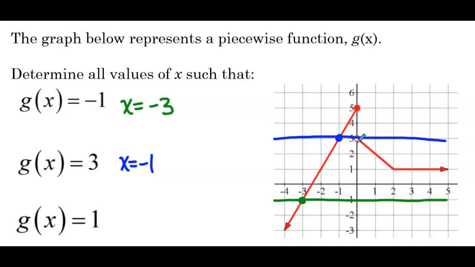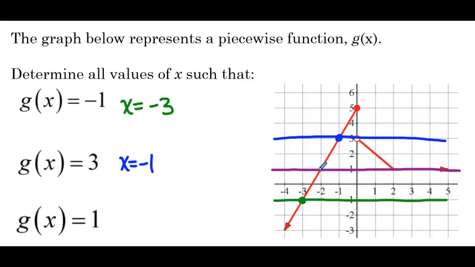Now we don't include 0, right? X equals 0, because there it's an open point. Right? If we plug in 0, we don't output 3, we really output 5, the closed point there. And then g of x equals 1, so we draw a horizontal line at 1.